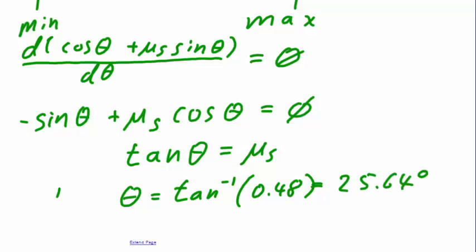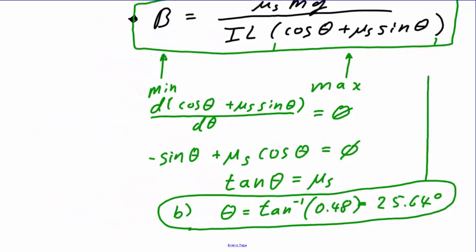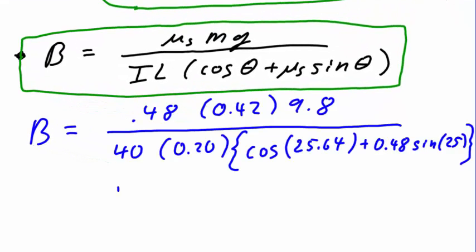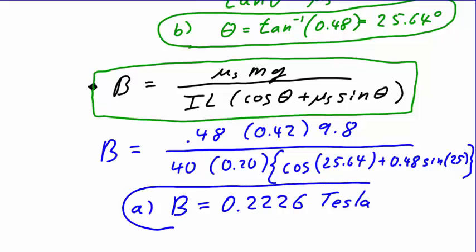This result is in fact the answer to part B of the problem, and furthermore can be plugged into the formula in the box so as to yield our answer for the magnetic field. Substituting in all the known values allows us to calculate our final result, telling us that the magnetic field required is 0.2226. This result is in fact the answer to part A and completes our entire calculation.